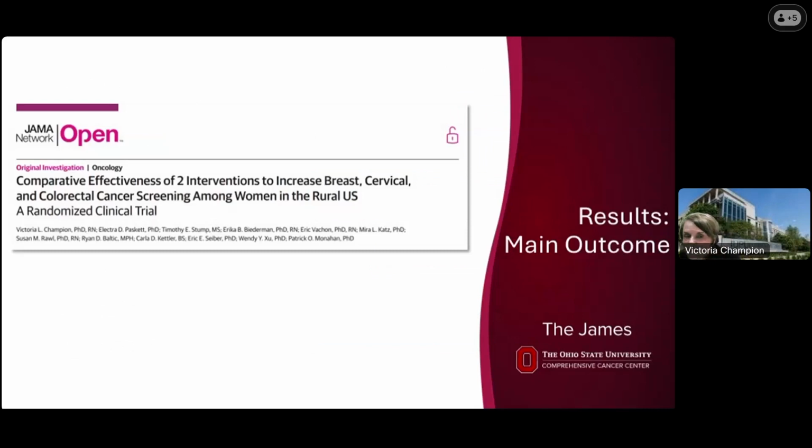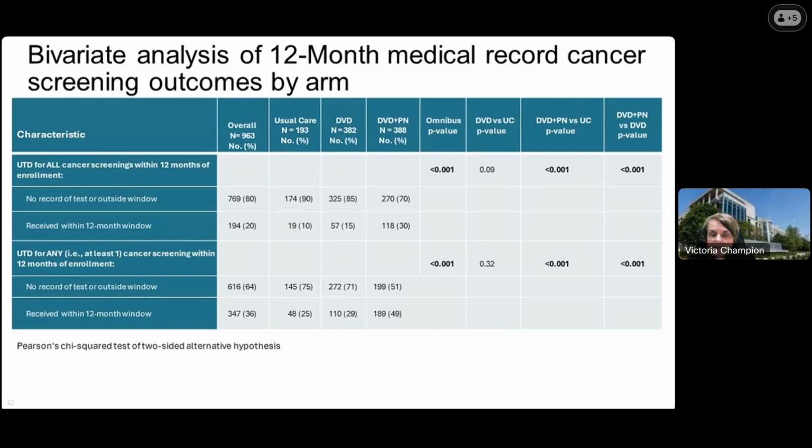The main results are published in JAMA Open Network, and I'll just very briefly go over these as I go through the slides. Next slide. So overall, 80% of the women were up to date with all cancer screenings at 12 months. And for any cancer screening, 67%. I'm sorry, I read that wrong. 20% were up to date with all cancer screenings based upon our intervention. 80% were not up to date. And 36% were adherent to any cancer screening. Next slide, please.